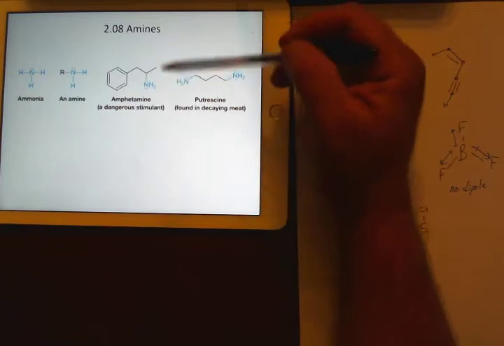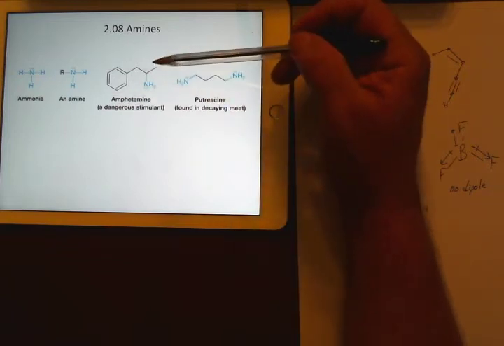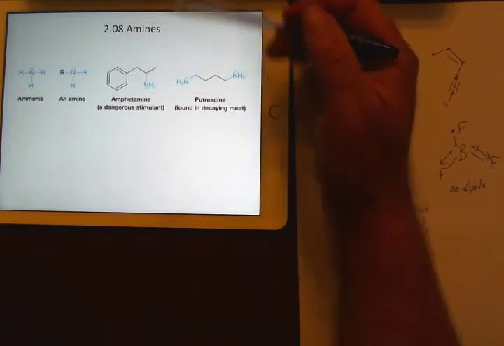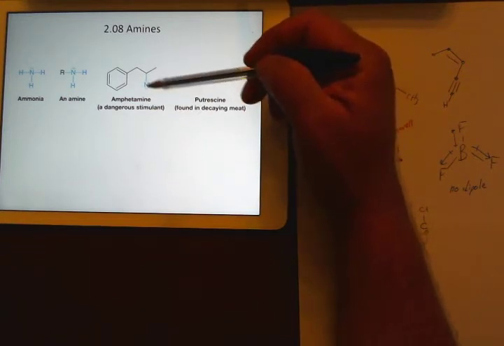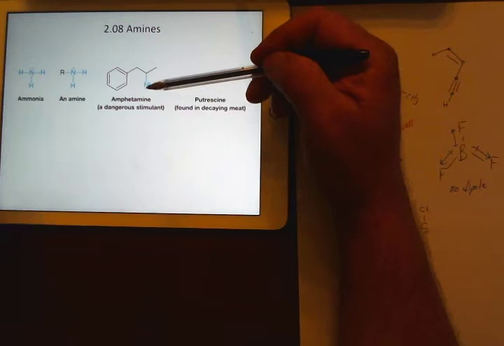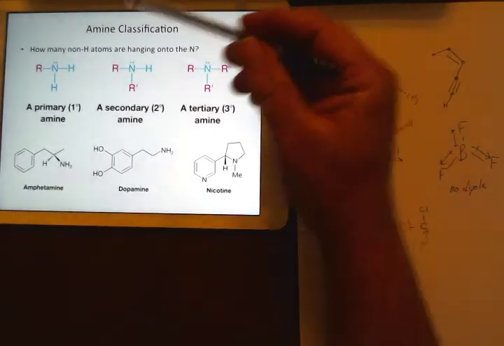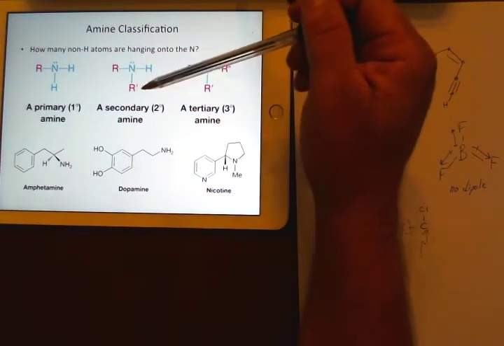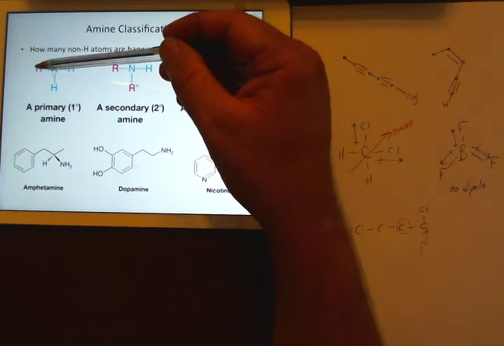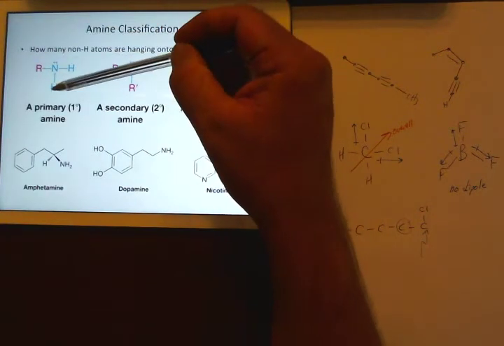This is the general structure for an amphetamine. Methamphetamine has a CH3 group, a methyl group, hanging off the nitrogen. Again, the amine classification: now it's how many carbon groups, or other groups, though usually it's carbon, are hanging off of the nitrogen.